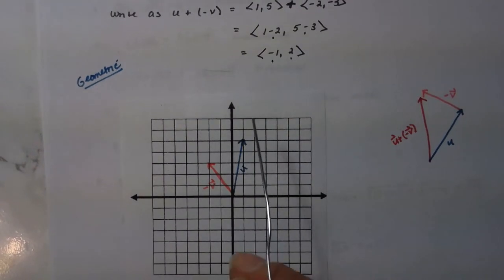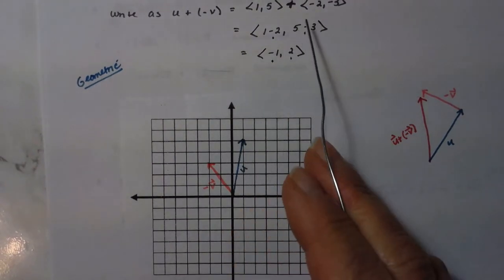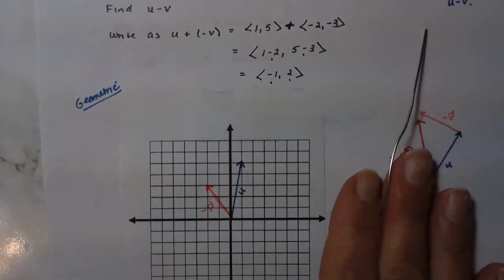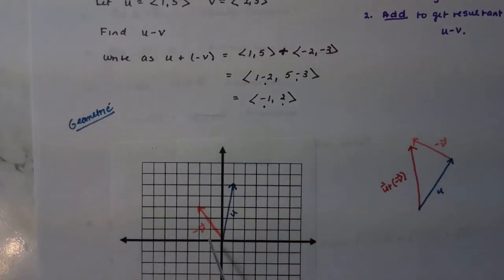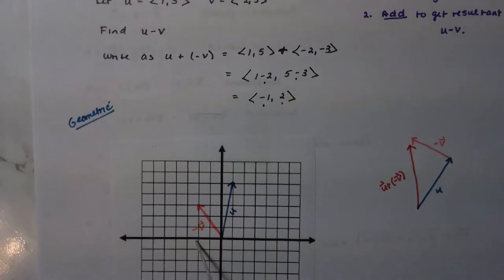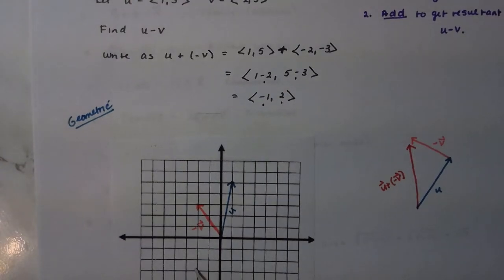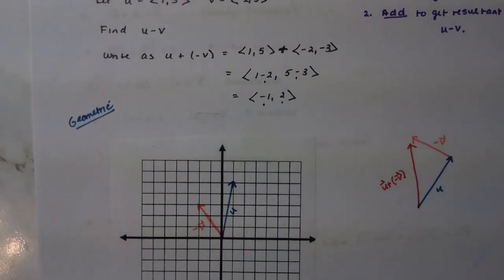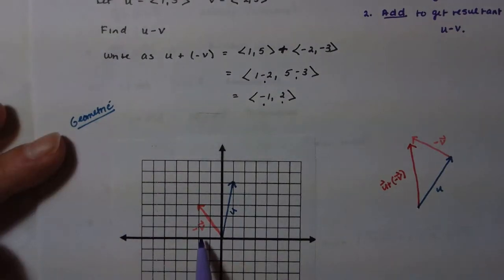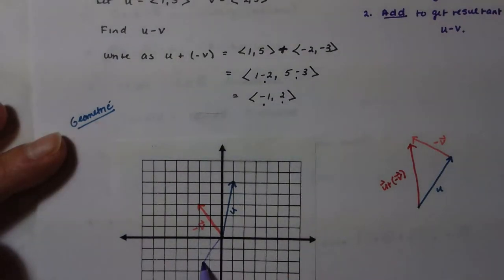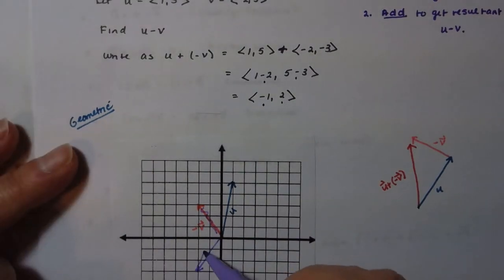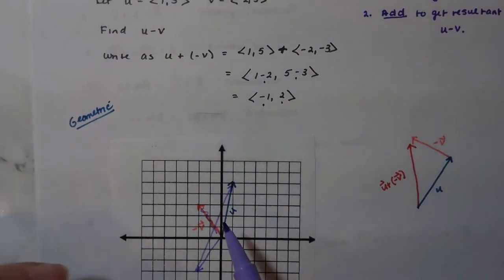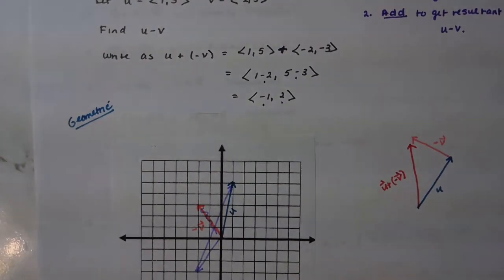So remember, if I'm going to add these, I need to multiply that second vector by a scalar of negative 1. By doing that, I go over negative 2. This should have been down negative 3. So I made a boo-boo. Scratch that. Here, I'll do it in lavender. So over 2, down 3, like this. Scratch this. Then all I have to do is connect that, close the triangle, and that's going to be U plus V, or U plus negative V.